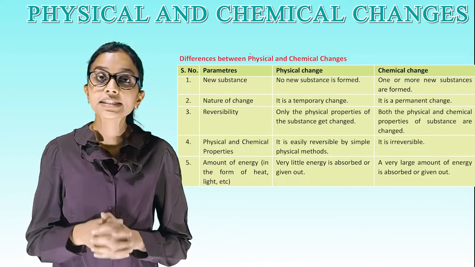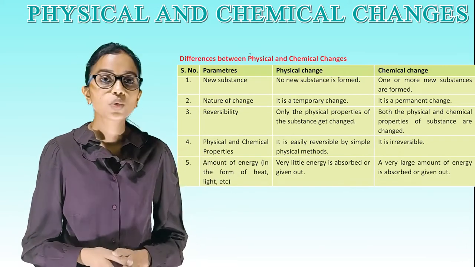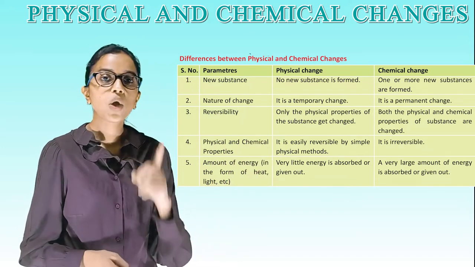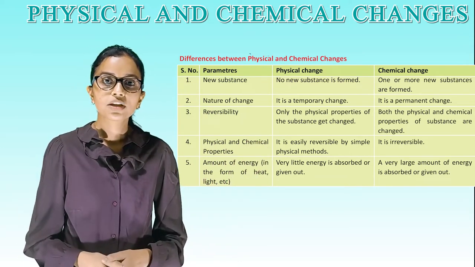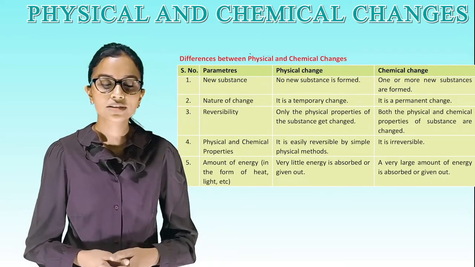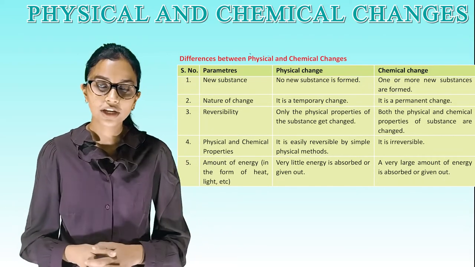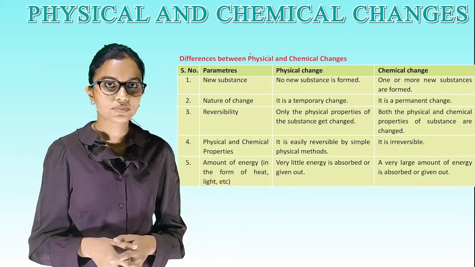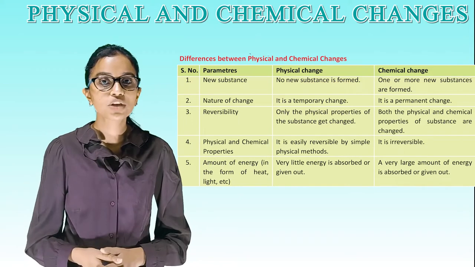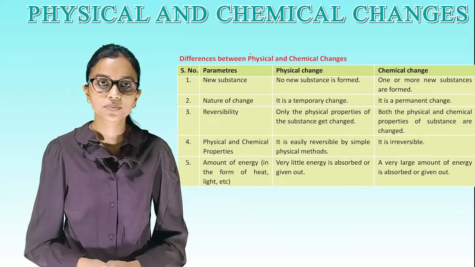Now, we will see the difference between the physical and chemical changes. Serial number, parameters, physical change and chemical change. 1. New substance. Physical change: no new substance is formed. Chemical change: one or more new substances are formed. 2. Nature of change. It is a temporary change. It is a permanent change. Number 3. Reversibility. Only the physical properties of the substance get changed. Both the physical and chemical properties of substances are changed.